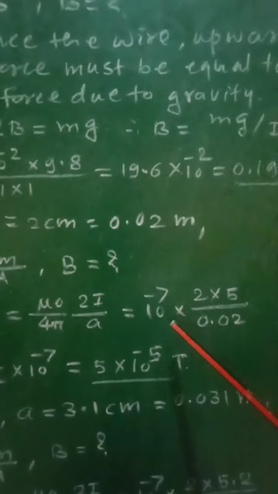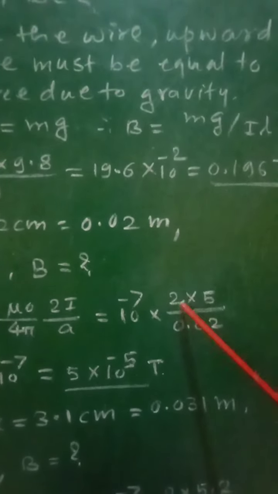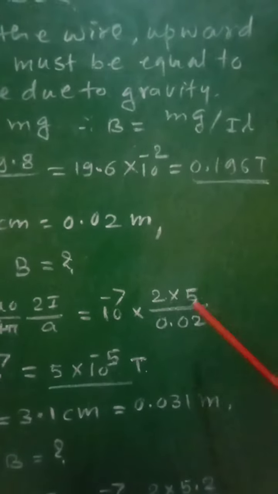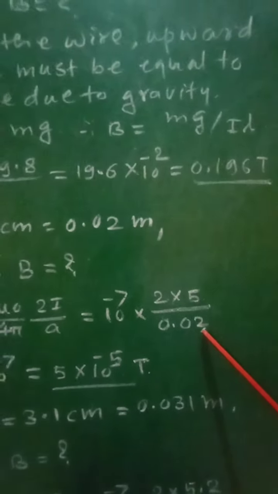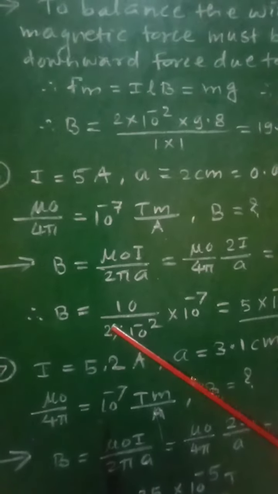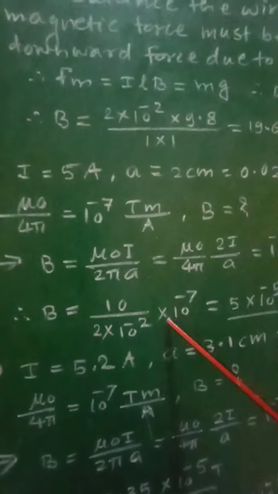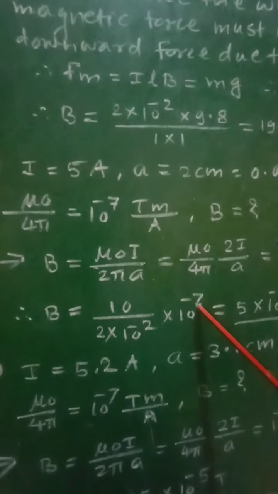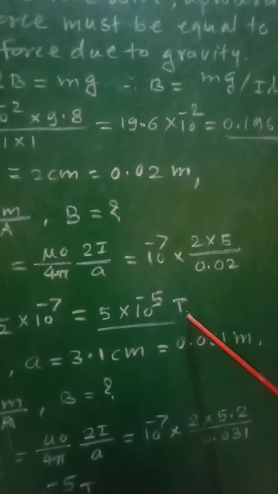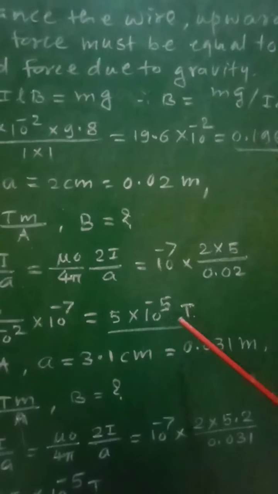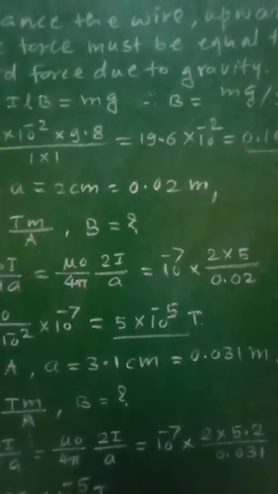Putting the values, we will get mu0 upon 4 pi is 10 raised to minus 7 into 2 into 5 divided by 0.02. Solving this, we will get B equal to 10 upon 2 into 10 raised to minus 2 into 10 raised to minus 7, which comes out to be 5 into 10 raised to minus 5 Tesla, which is the required magnetic field at that point.